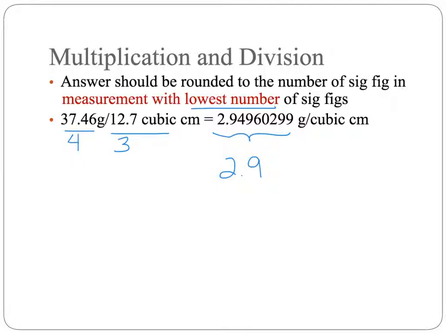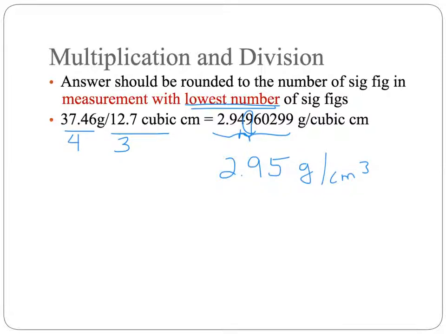2.9. Then we look at that last one, the 4. It needs to be rounded up because the number next to it is a 9. So we get 2.95 grams per cubic centimeter. So again, with multiplication and division, you're looking at the measurement that has the lowest number of significant figures to begin with out of all of the ones that you're working with. With addition and subtraction, you're looking for the lowest place value, which usually is the smallest number of decimal places.